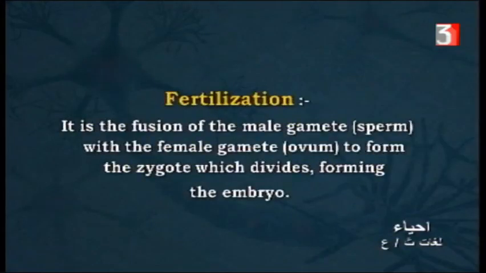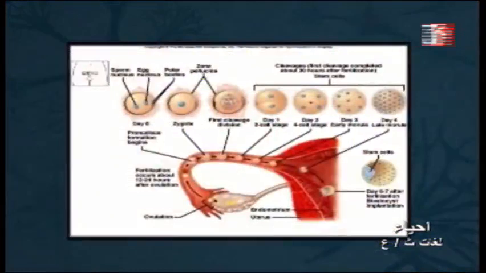What is fertilization? Fertilization is the fusion between the male gamete, the sperm, and the female gamete to form the zygote, which divides, forming the embryo. This describes what happens during fertilization. If the sperm nucleus enters the egg, what happens? They form together the baby.